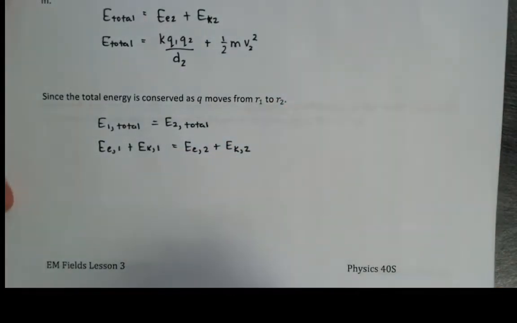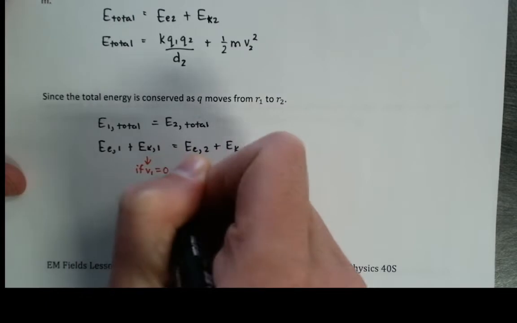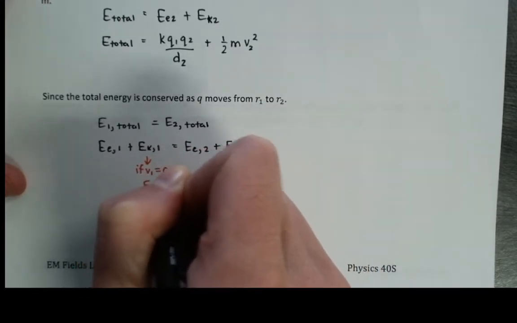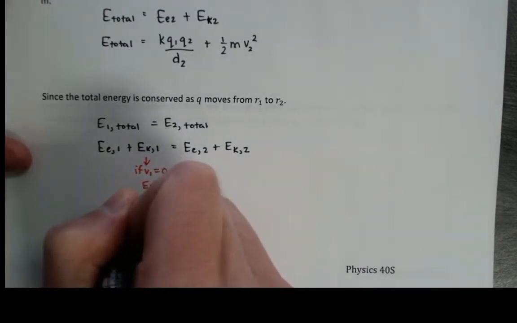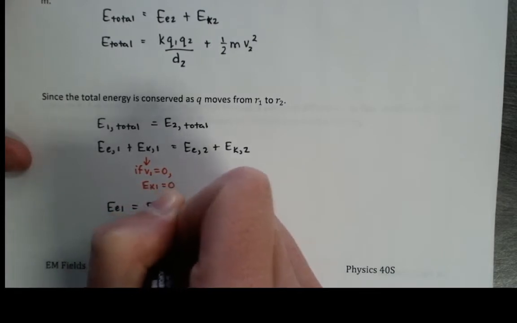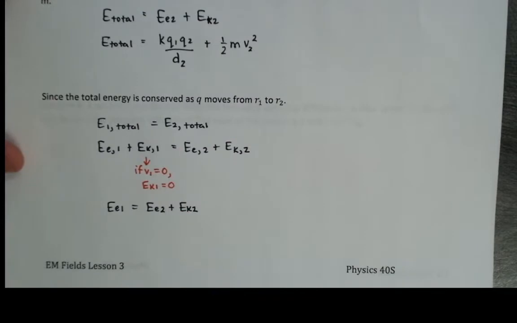And you don't need the commas, you can just write EE2. Sometimes I write them, sometimes I don't. Sorry for the inconsistency. But if V1 is 0, then EK1 is also 0. So if the object is at rest, this is what our expression would be, okay?